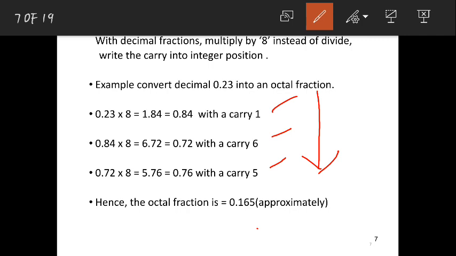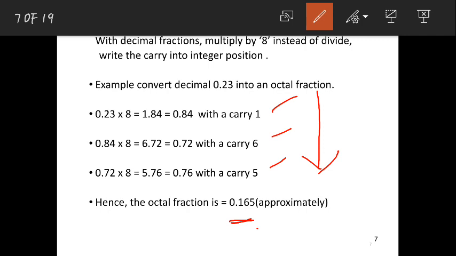But in this fraction, whenever you multiply, you need to multiply repeatedly. After multiplying repeatedly, you get a carry. The integer part you will write as a carry, and the remaining fraction part you will multiply with 8 again. Whatever carries you have, you need to write them in this straight order, that means from top to down. So that will be your octal number.